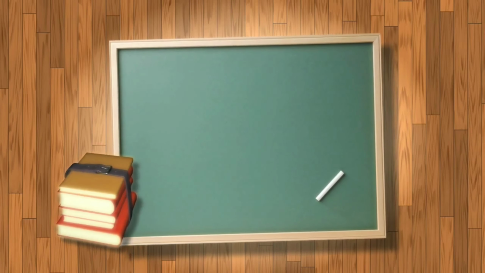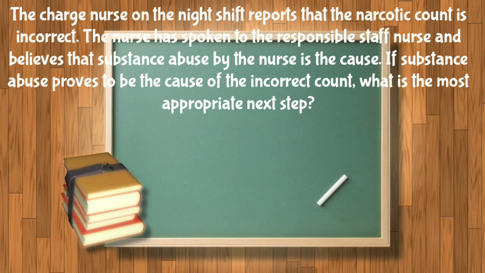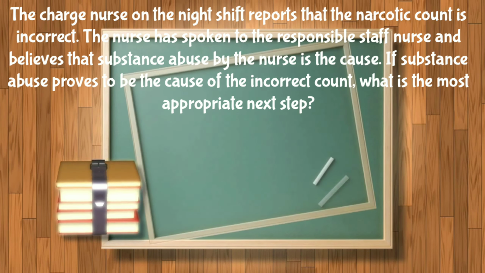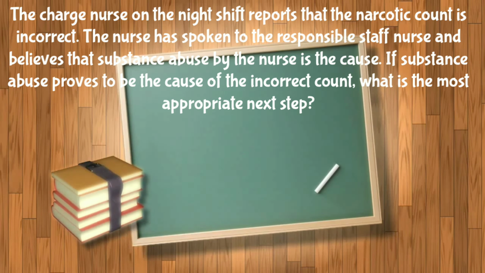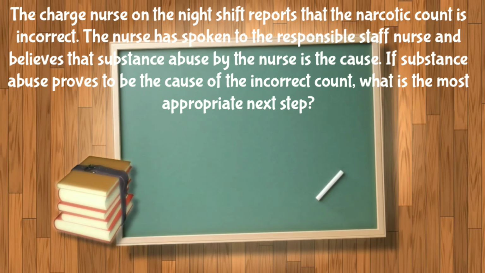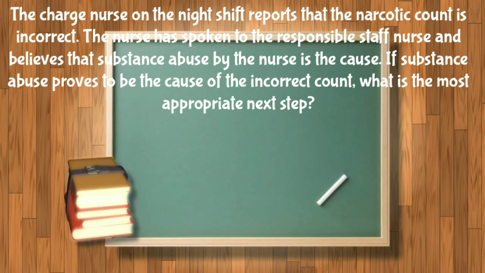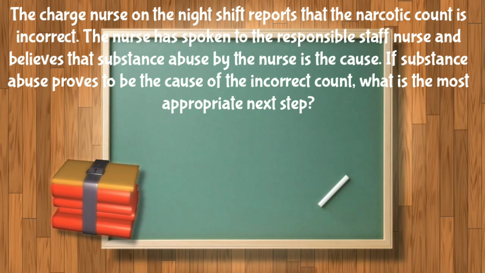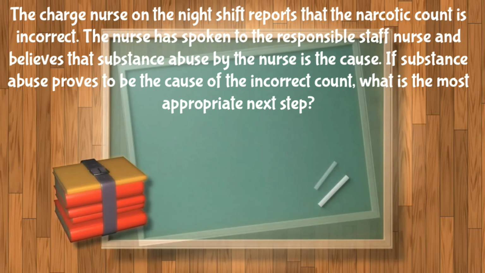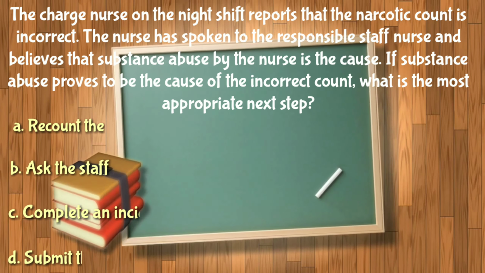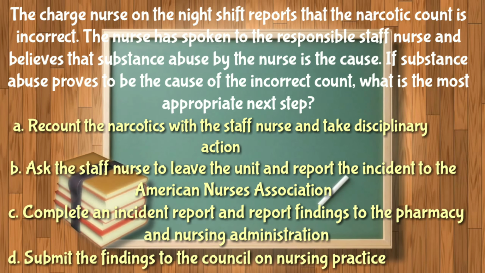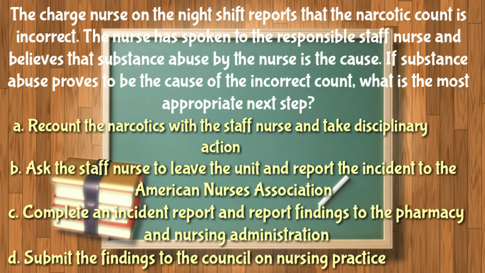For the next question, the charge nurse on the night shift reports that the narcotic count is incorrect. The nurse has spoken to the responsible staff nurse and believes substance abuse by the nurse is the cause. If substance abuse proves to be the cause of the incorrect count, what is the most appropriate next step? By looking at the question, the best one to eliminate first is letter B.